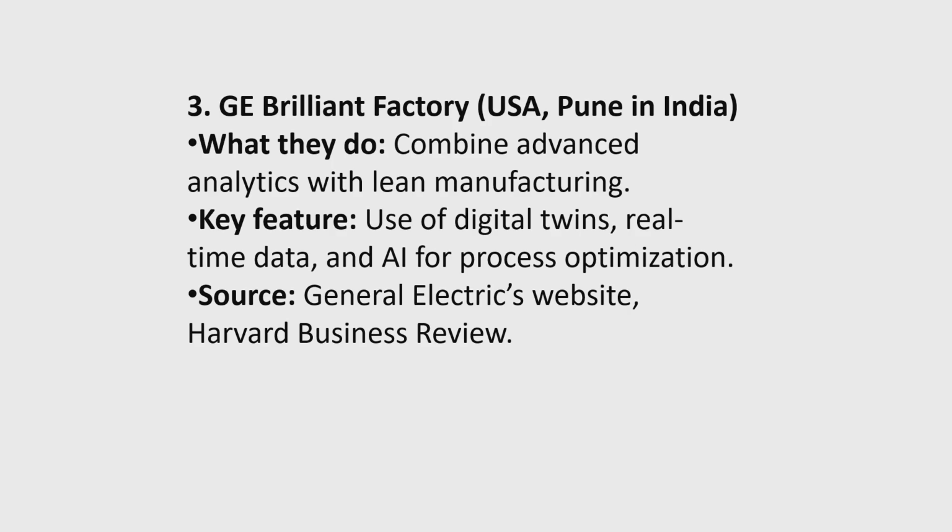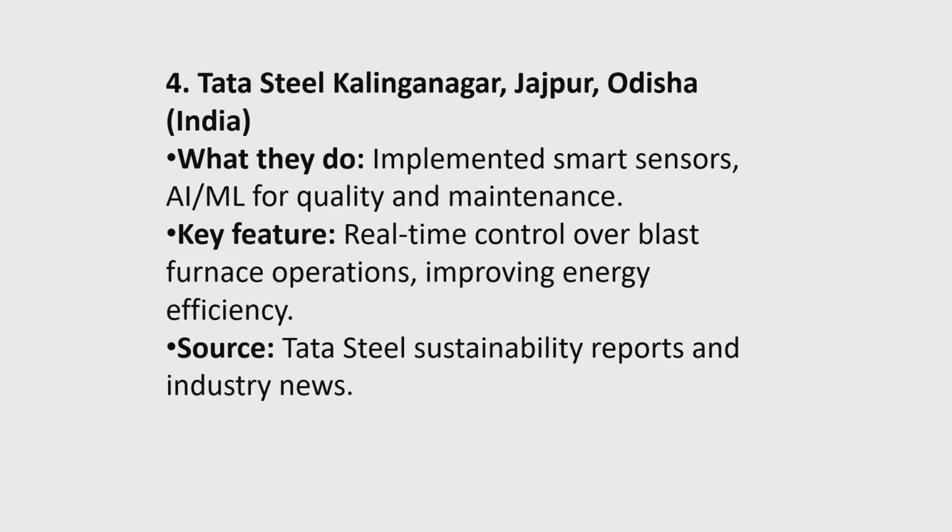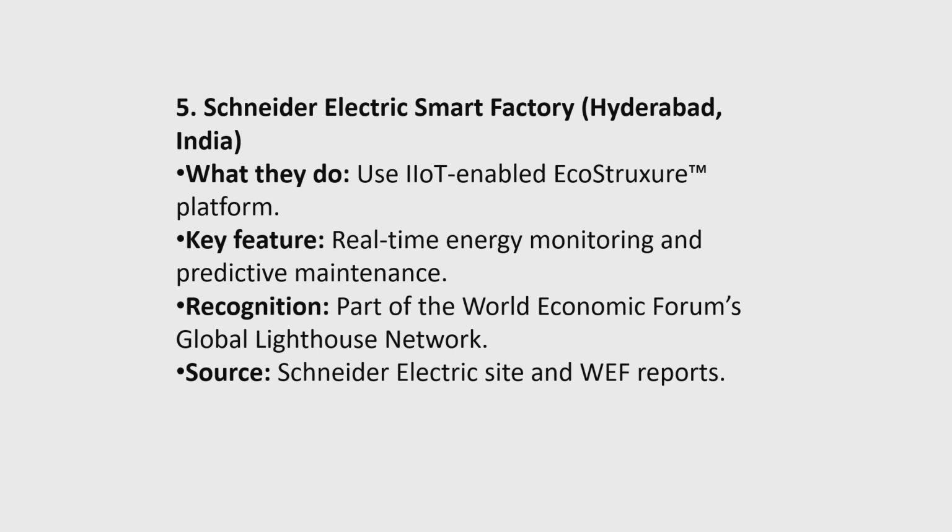So similarly in companies also, lean means it should be thin and efficient in whatever you do. With the help of analytics they understood how wastage can be minimized. Key features are the use of digital twins, real-time data and AI for process optimization. And then Tata Steel in Odisha, Kalinganagar, implemented smart sensors, AI/ML for quality control and maintenance, and they have real-time control over blast furnace operations, improving energy efficiency. So these types of things were also done.